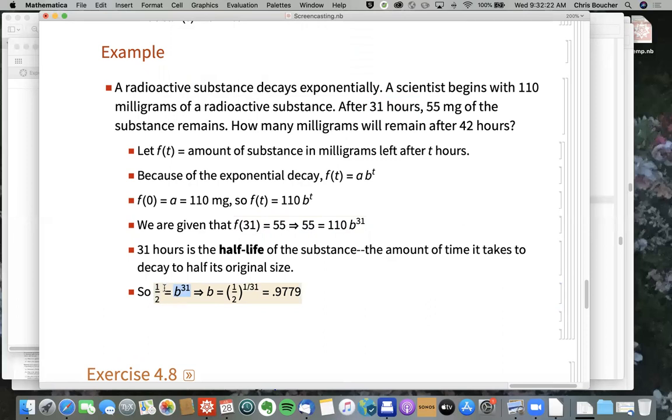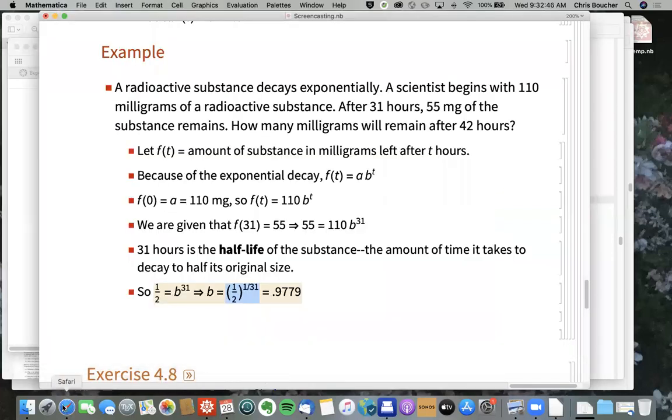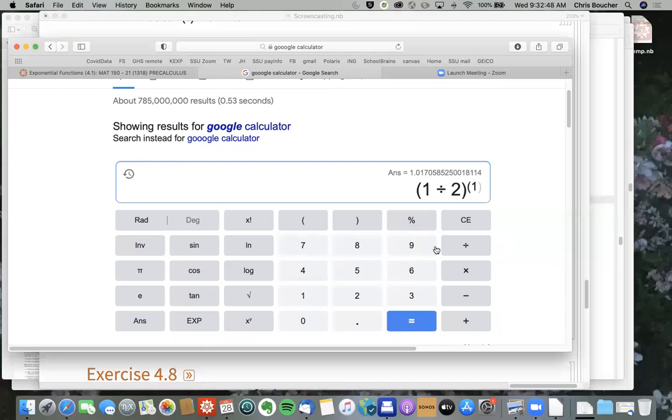And we saw above how to deal with an equation like this. I just raise both sides to the reciprocal of that exponent, which is 1/31. And I get this thing that looks a little messy, but I just go to my calculator. So let's clear out again. So I want 1 divided by 2, that's 1/2. Raise that to the, what was it again? 1/31. 1 divided by 31. Close parentheses.